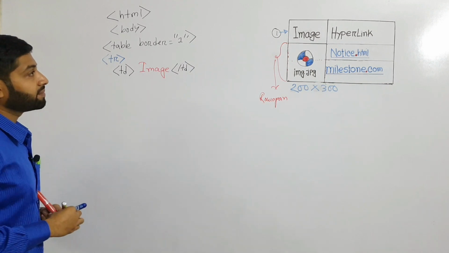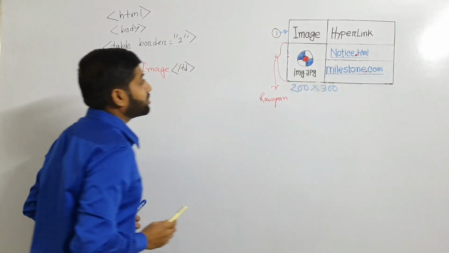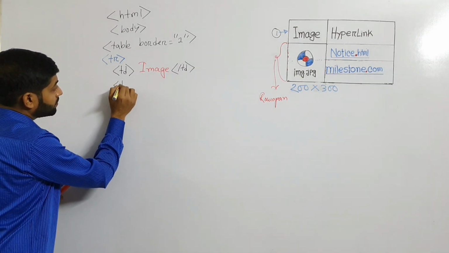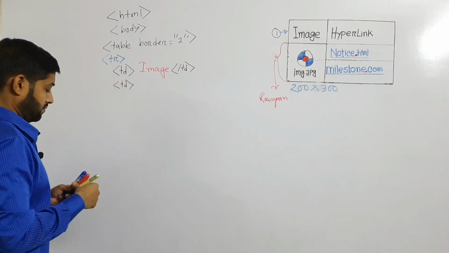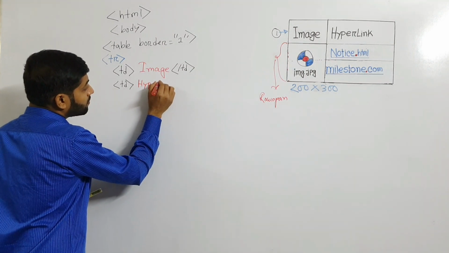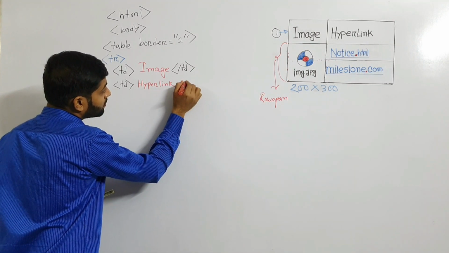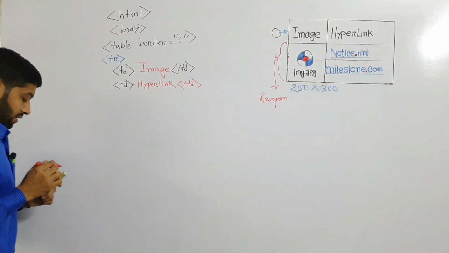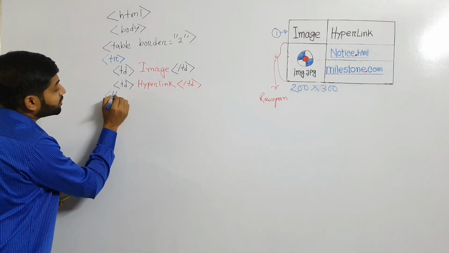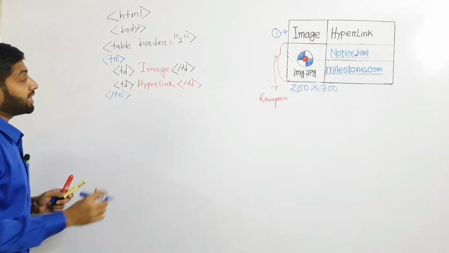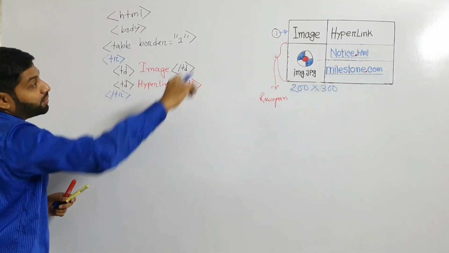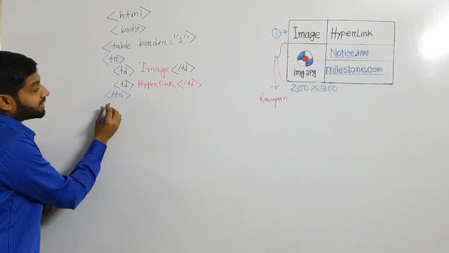Then I will close TD. Then we have our second column, hyperlink. This way I am just finishing my first row with backslash tr. That means this tr was opened here, and backslash tr means the first row will close here. Now I am going to start my second row.